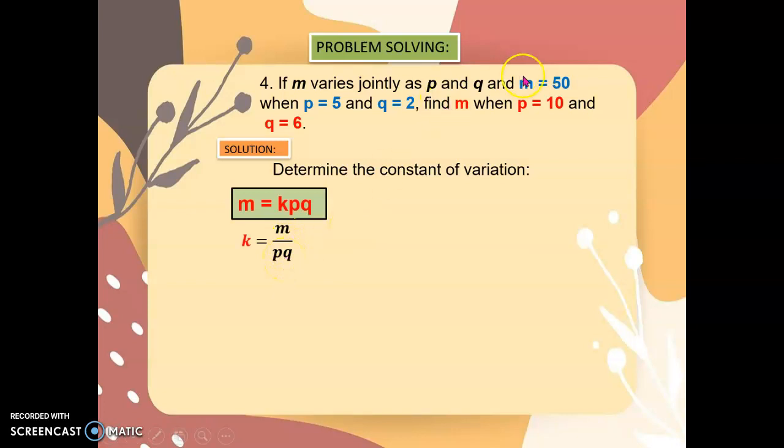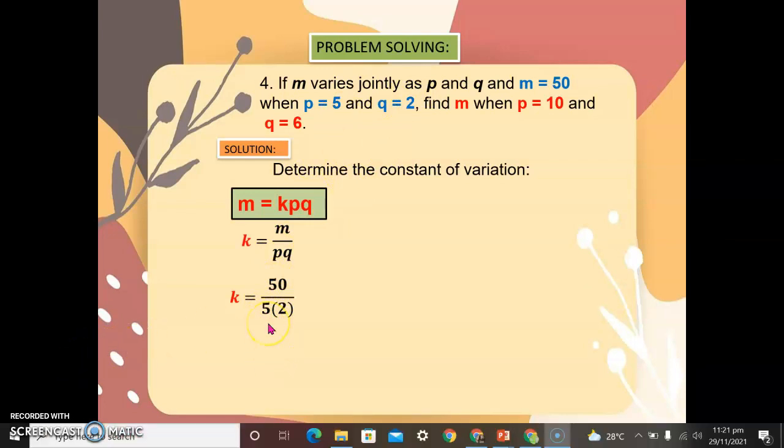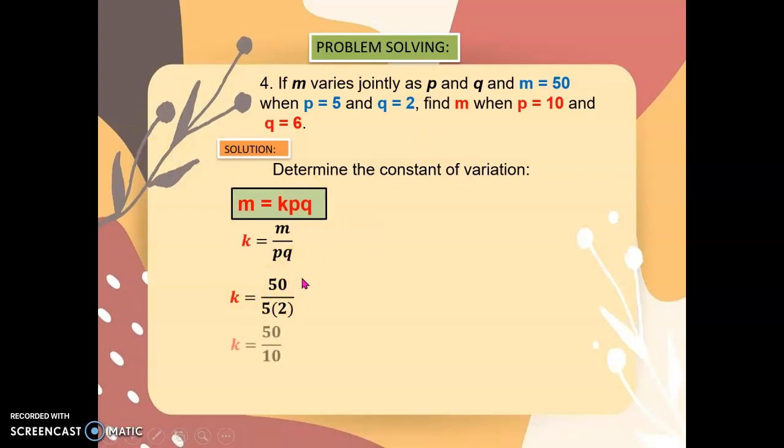So, color coding po tayo. Isang naka-blue at isang naka-red. Unahin muna natin yung problem sa kulay blue by substitution. K is equal to M over PQ. Ang value po ng M natin is 50 over P is 5, and then Q is 2. So, 5 times 2, that will be 10. And then, evaluate lang po, reduce natin or simplify. 50 divided by 10. So, constant is 5.